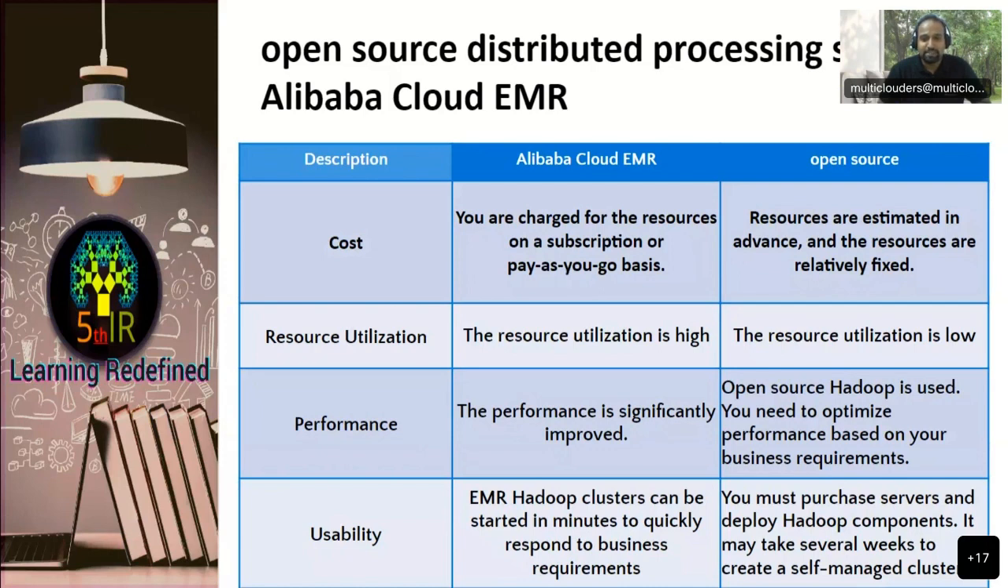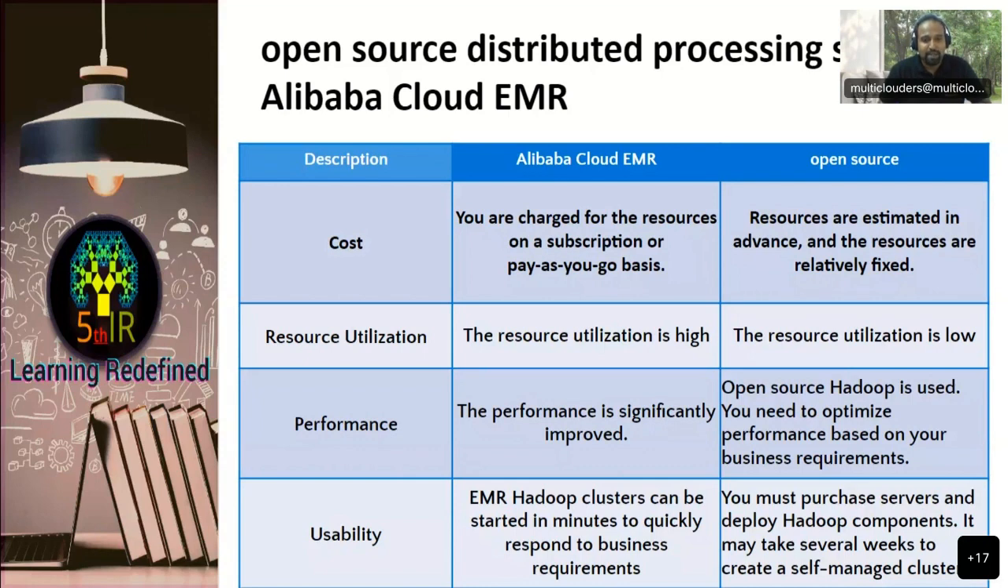Now resource utilization. In case of Elastic MapReduce, resource utilization will be high. There will not be underutilized resources, since we are going to use the resources based on the demand. But in case of open source, we find there will be low utilization of resources, since we do not use the resources based on demand. A fixed allocation of resources is done at the first time when you are installing the Hadoop ecosystem components. So resource utilization is not high in open source, but in Elastic MapReduce it will be high.